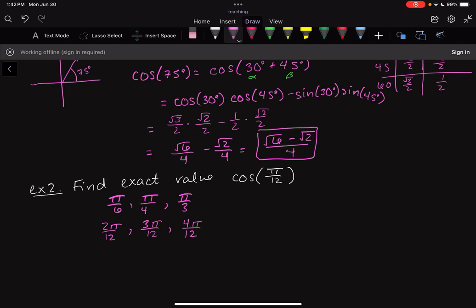So I want to either add or subtract these in some way so that I can get to pi over 12. And I only need 2. I don't need to use all 3. So we have 2 options here. I can either say pi over 12 is equal to 3 pi over 12 minus 2 pi over 12, or I can use 4 pi over 12 minus 3 pi over 12. Either one will give me pi over 12, so either one would be a good combination to use.